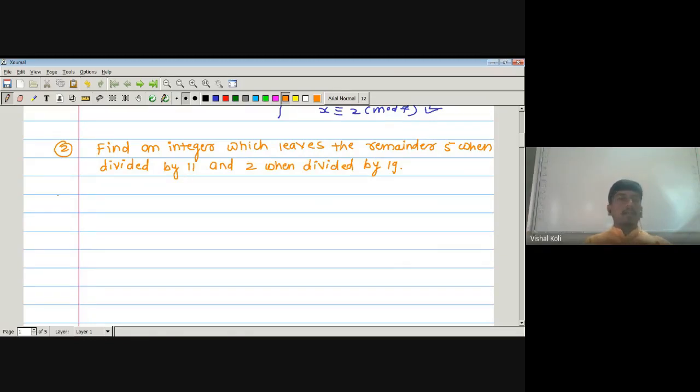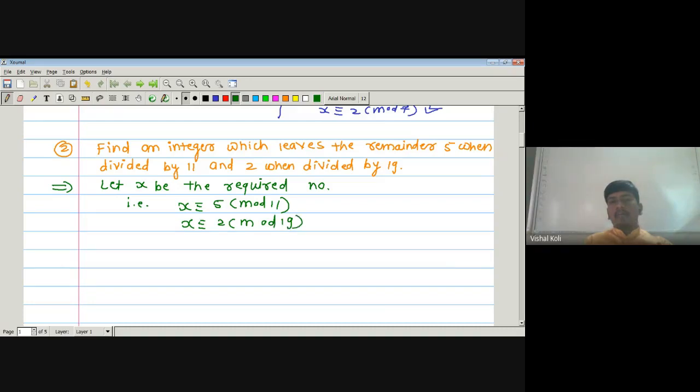Okay, let x be the required number. That is, x is the number which leaves the remainder 5 when it is divided by 11 and the remainder 2 when it is divided by 19. Now we have to find the value of this x. That is, x is congruent to 5 modulo 11 and x is congruent to 2 modulo 19. Now here, as there are two linear congruences, we can use the Chinese remainder theorem.